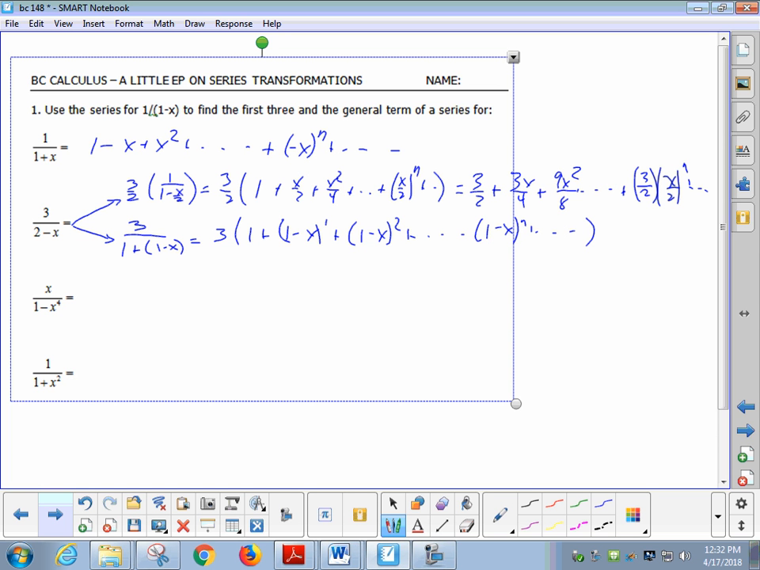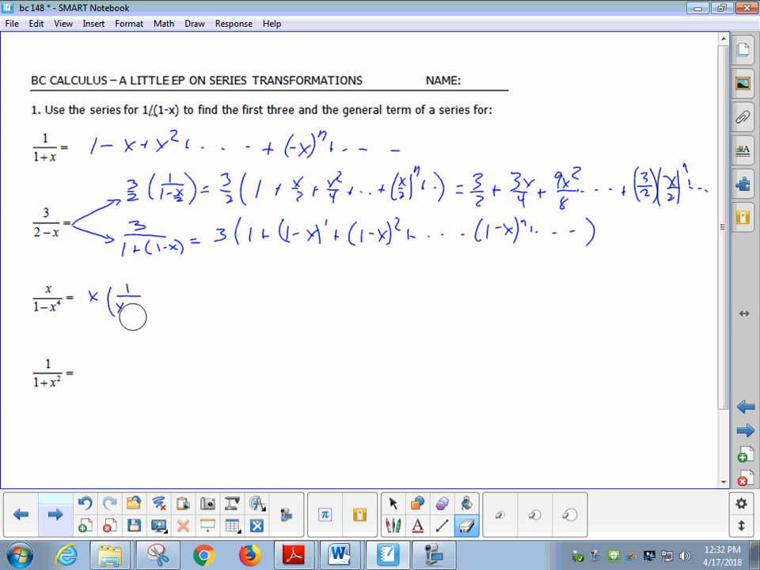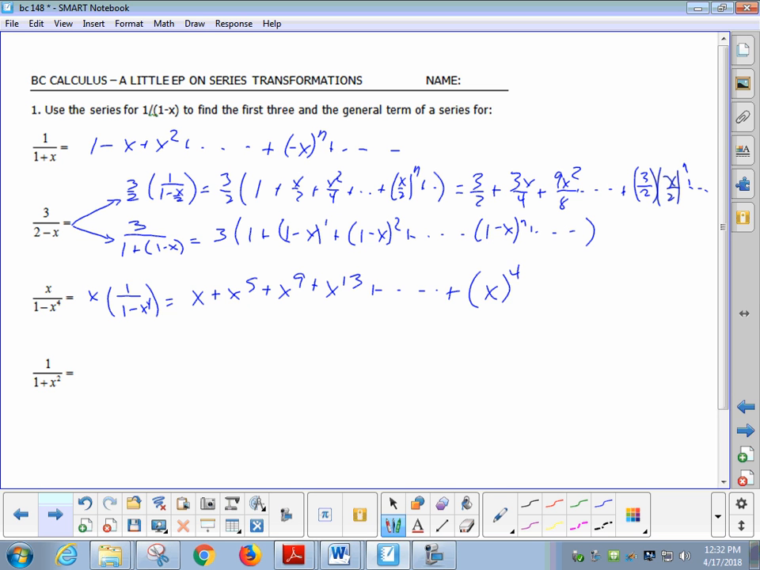Well then, how about this? Did you take something like x times the series for 1 over 1 minus x to the fourth? I hope. So a little substitution, multiplication, make sure maybe something like x plus x to the fifth plus x to the ninth plus x to the 13th, dot, dot, dot, x to the 4n plus 1.